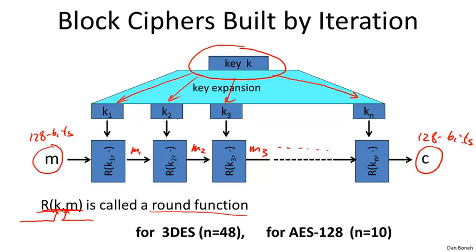Now, different ciphers have different numbers of rounds and different round functions. For example, for triple DES, the number of rounds is 48, and we're going to see exactly how the round function for triple DES works. For AES, the number of rounds is only 10, and again, we're going to look at how the round functions for AES work in just a minute.